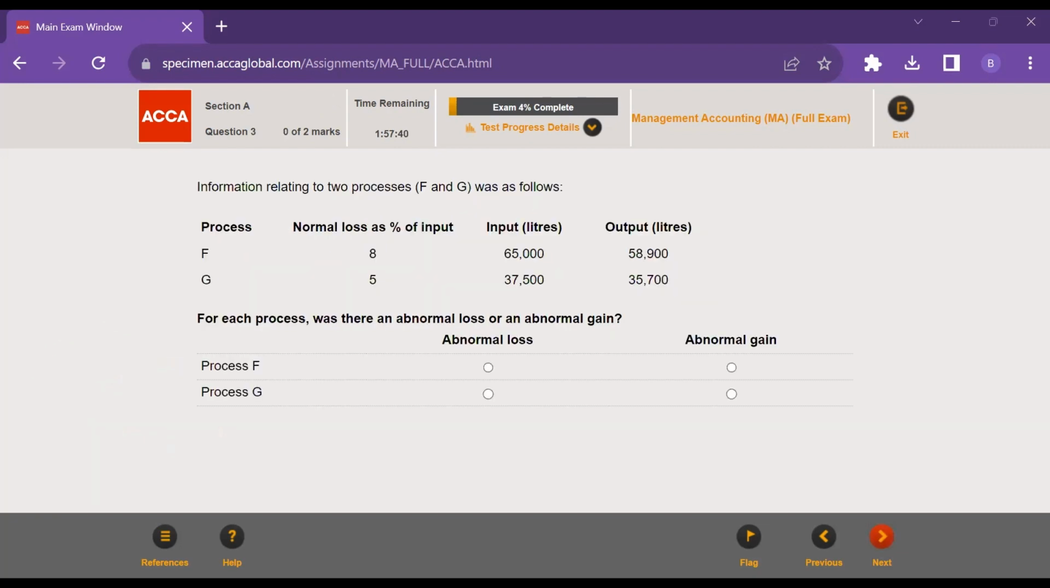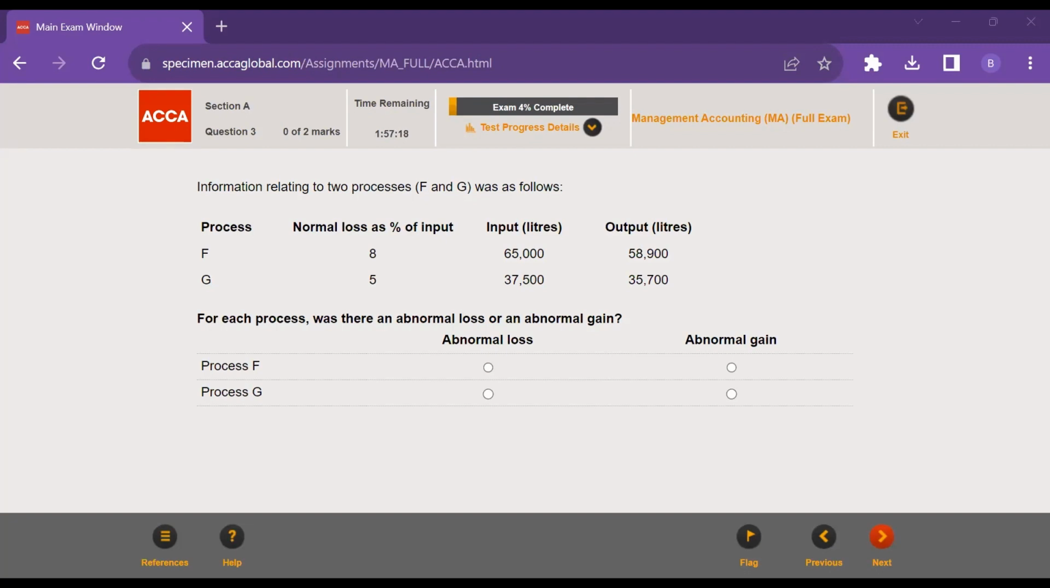So we have information relating to two processes, F and G, and these are the normal losses as a percentage of input. And then we have the input given also, and then the output. Now for each process, was there an abnormal loss or an abnormal gain? So let's work that out. For both of these, we have to give our answer over here.